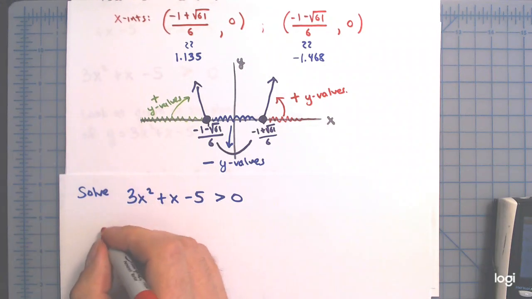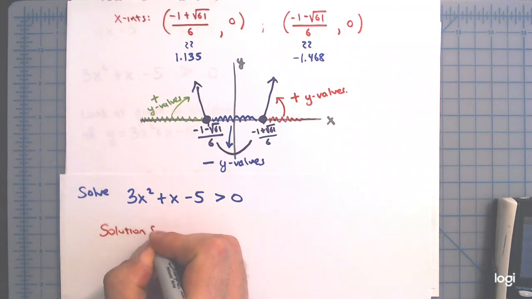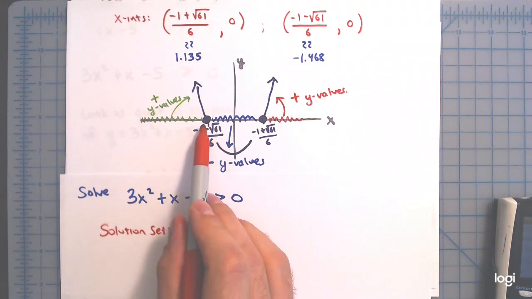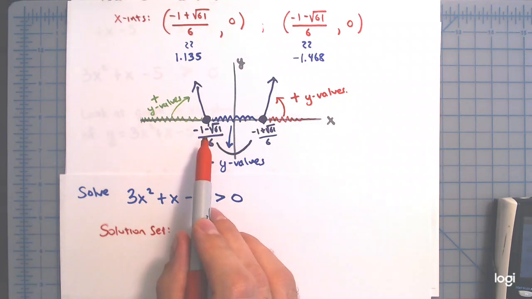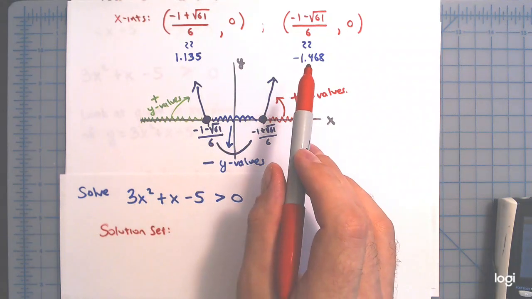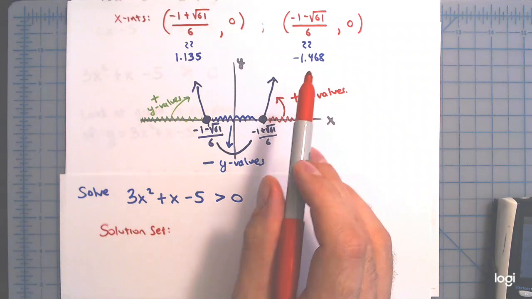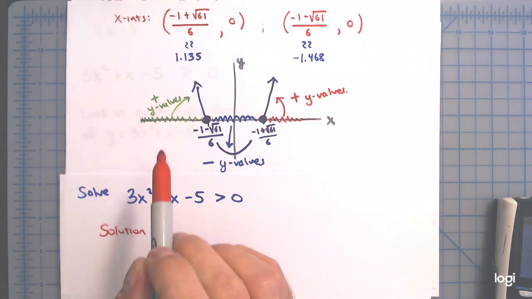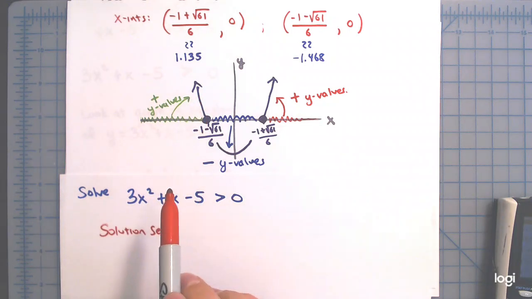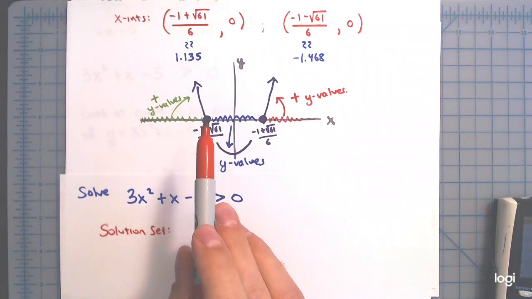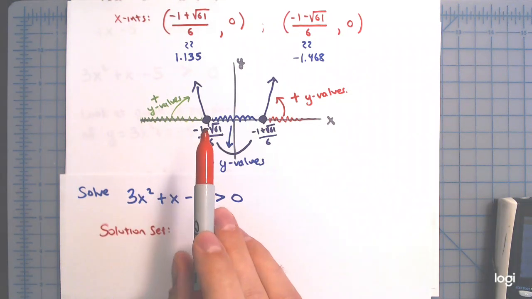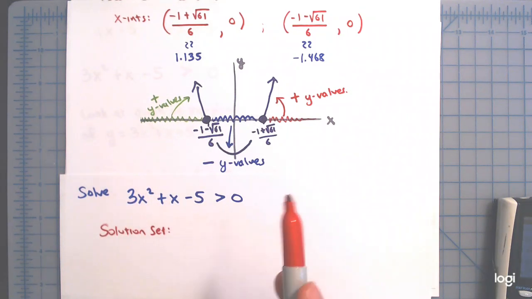So my solution set: all the numbers to the left, but not including -1 minus the square root of 61 over 6, or this -1.468 number. All the numbers to the left of that satisfy this. They give me positive outputs, make it greater than 0. But not the number itself, because that makes it equal 0, and that's not what we're looking for.